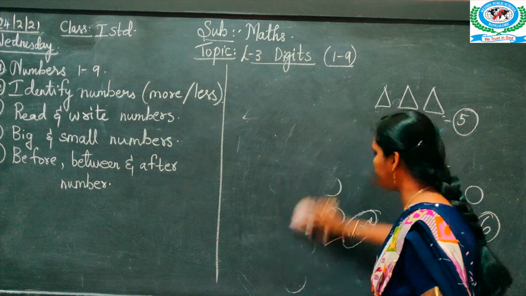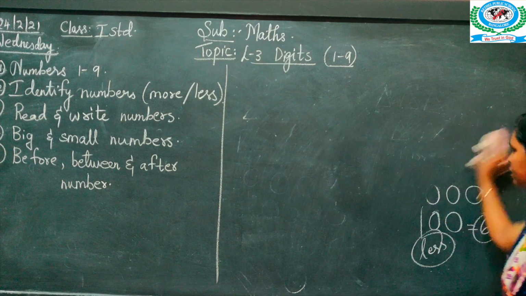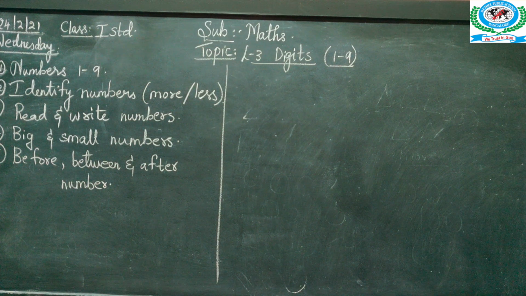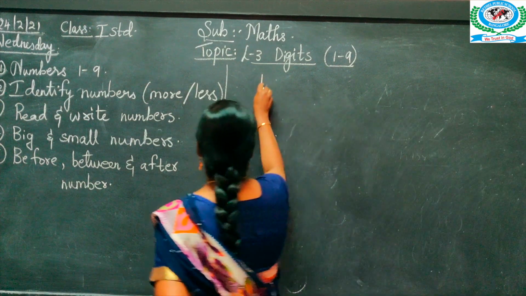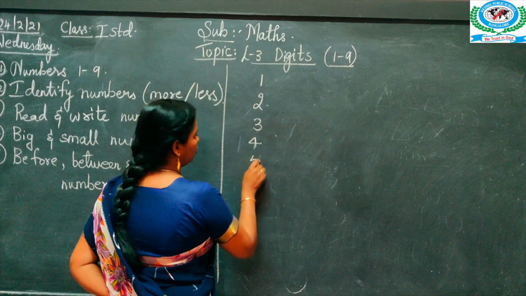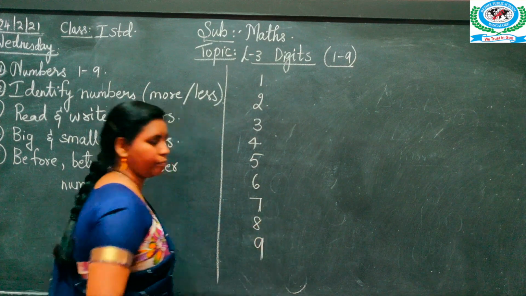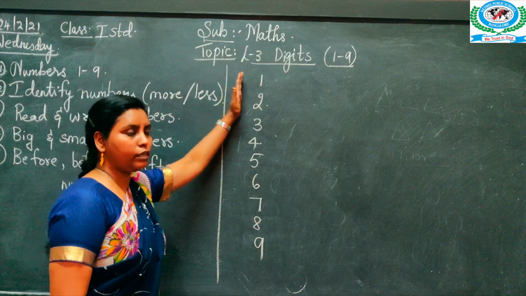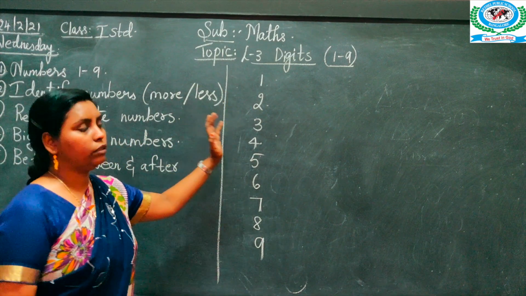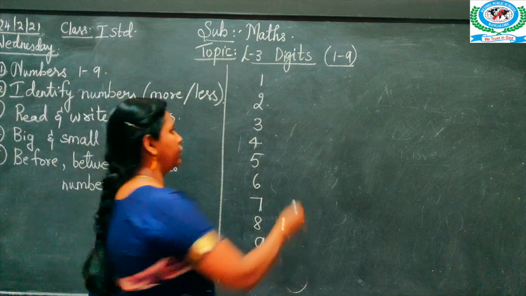So moving on to the third subunit, that is reading and writing the numbers. How you will read the numbers and how you will write them. First is 1, 2, 3, 4, 5, 6, 7, 8, 9. These are the numbers written numerically, in order. Then how you will write the numbers in words and read them out.